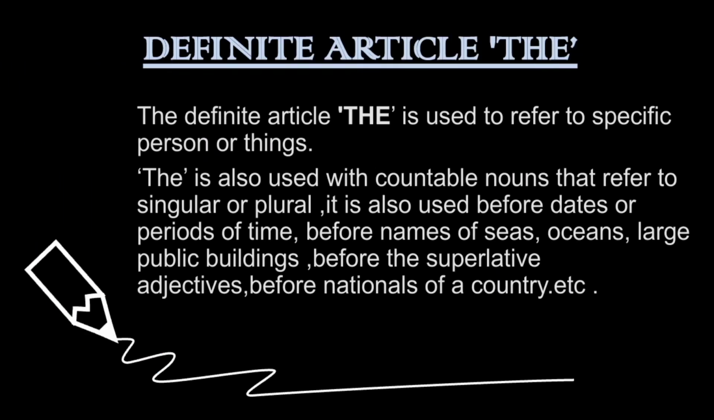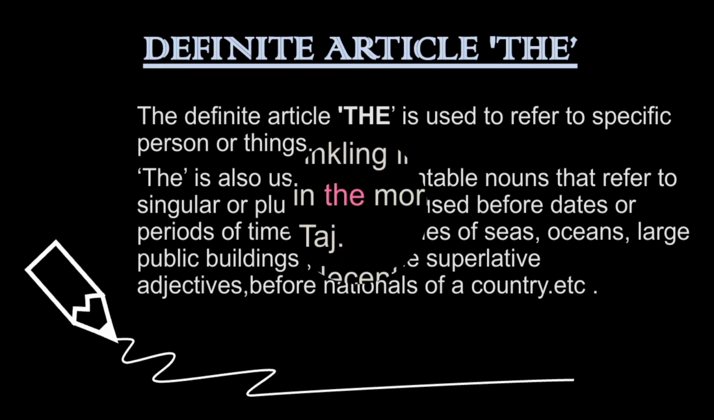Coming to the definite article the. The definite article the is used to refer to specific persons or things. They are used with words which are plurals. It is also used with countable nouns that refer to either singular or plural, and it is also used before dates, periods of time, before names of seas, oceans, mountains, public buildings, newspapers, holy books, before the superlative adjectives, before nationals of a country, etc.